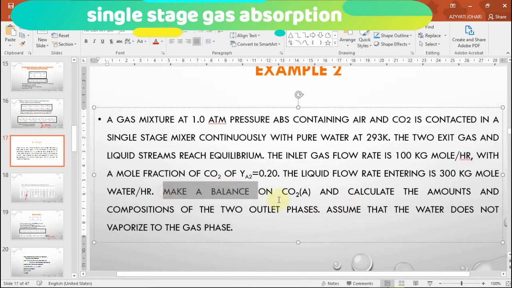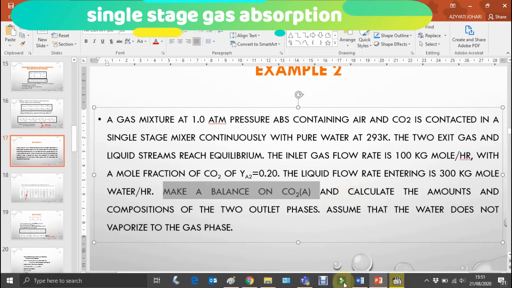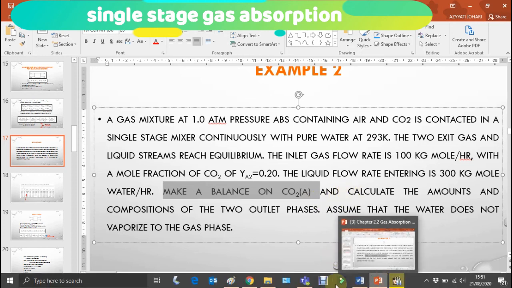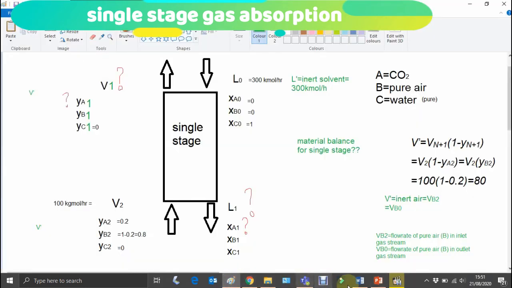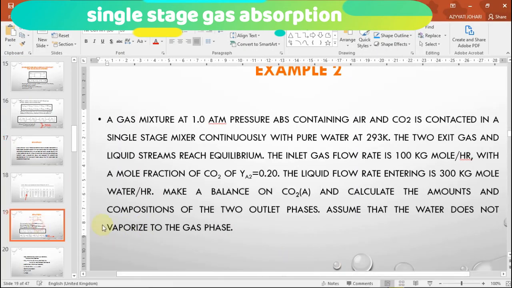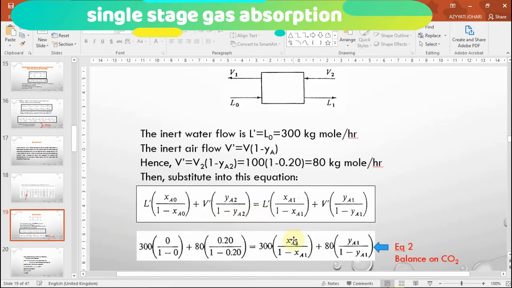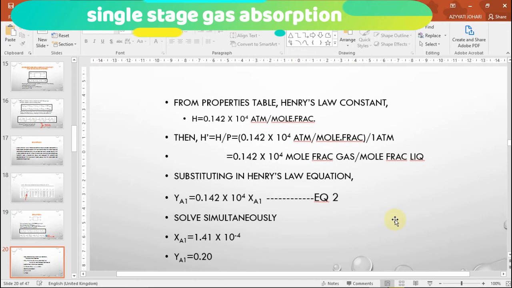Okay, make a balance on CO2. We already did it by using the material balance of a single stage gas absorption column. So the next step is to find one more equation that relates XA1 and YA1. We get another relation by using Henry's law relation.